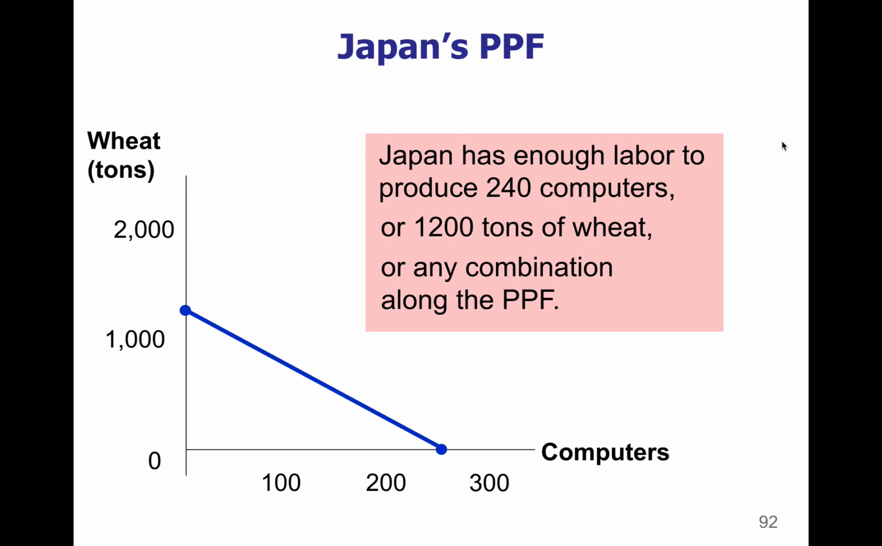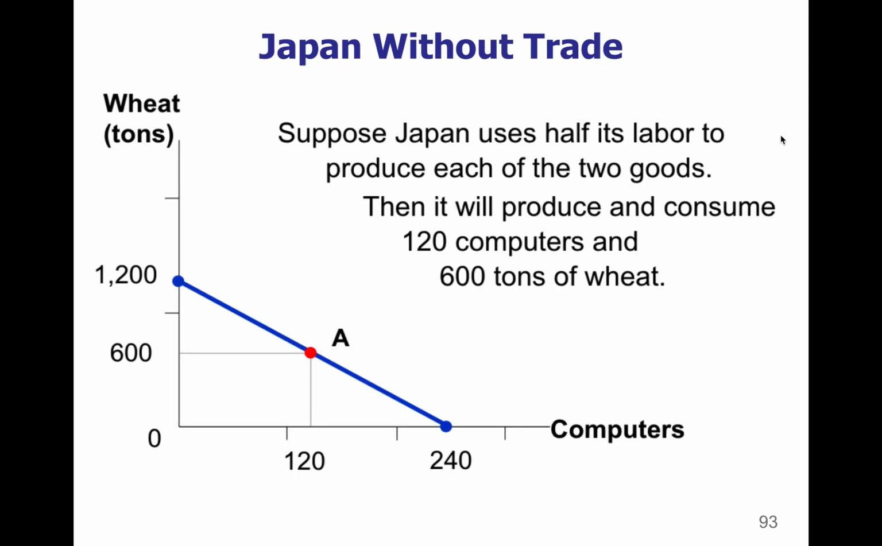Now, just like we did with the United States graph, I want you to go ahead and get a different colored pen, something different than what you used to draw your Japan graph with. And I want you to mark the point that represents 50% labor hours used on wheat and 50% labor hours used on computers. So here I've put a dot on my line and I've labeled it A. If Japan uses 50% of their labor hours to make wheat, they'll have 600 tons of wheat and 120 computers.